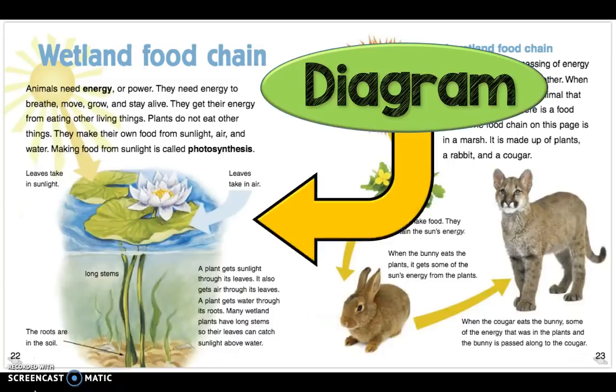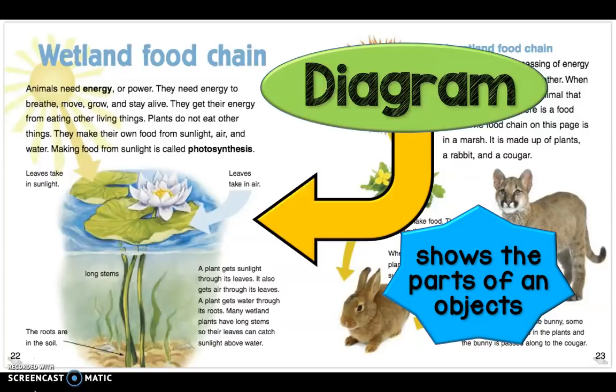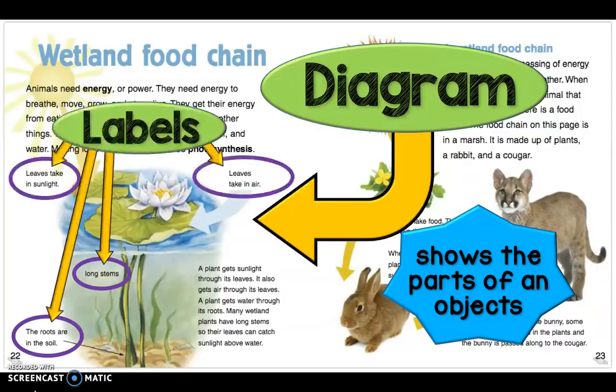On this page, there is a diagram. Diagrams are really cool because they show a whole picture and they break apart that picture into different parts of an object. So in this diagram, there are lots of labels. This is a picture of a lily pad, and in this lily pad, there are different parts. There are the roots in the soil at the bottom. There's a long stem. There are leaves that take in sunlight and leaves that take in air. There are many different objects. So those labels identify the different parts of the picture.